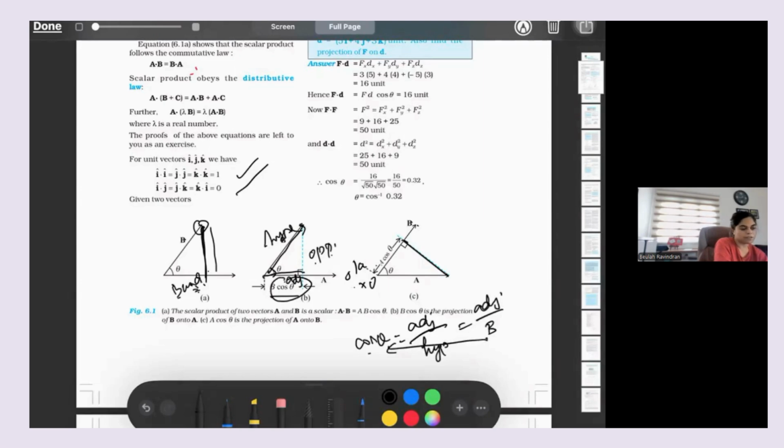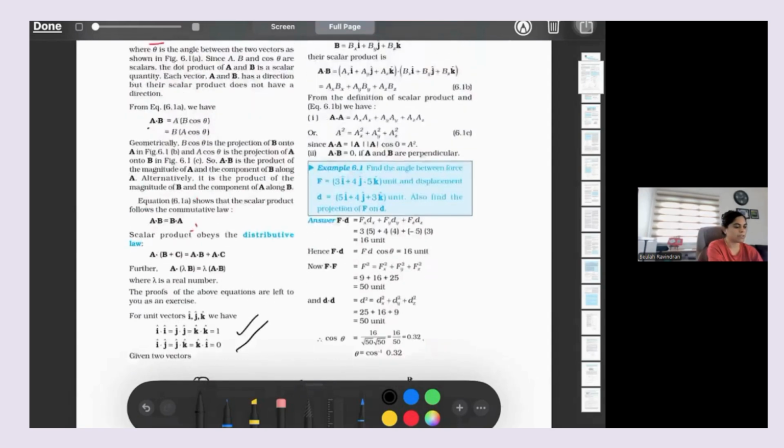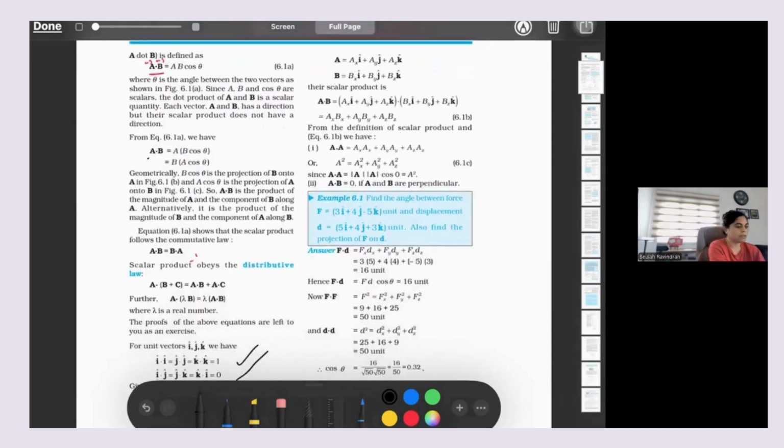Cos theta component. So always, we can conclude the scalar product as the projection of one vector on the other. Since it is commutative, either it will be A on B or B on A. I think you get my point. So some examples are discussed over here. You can go through it.